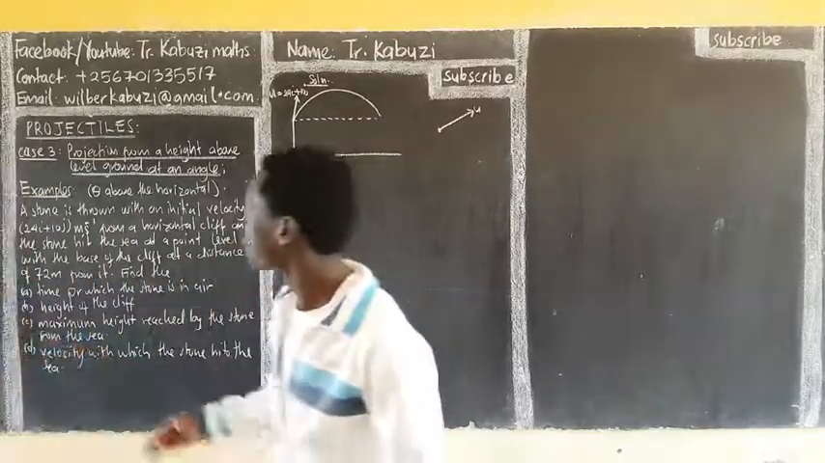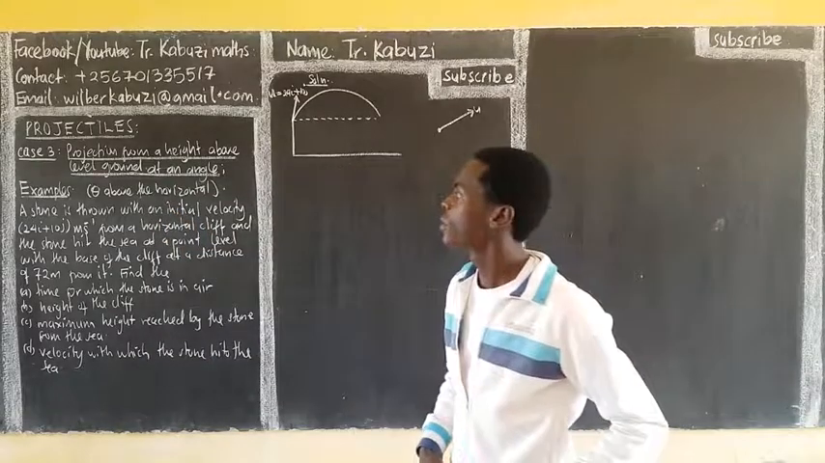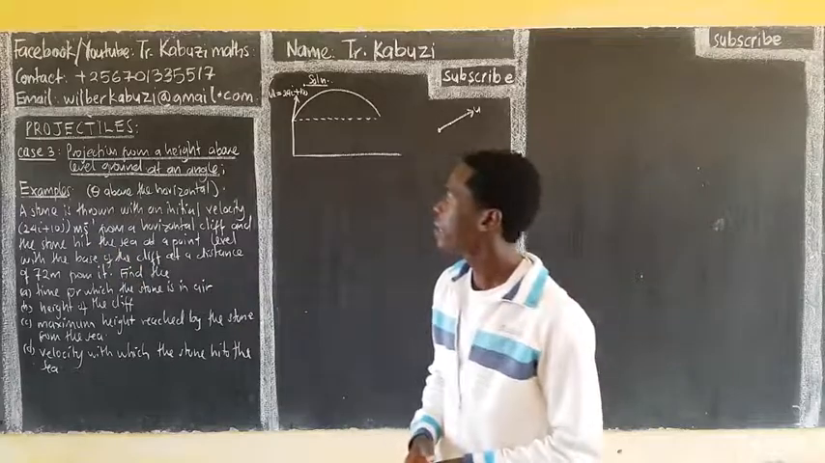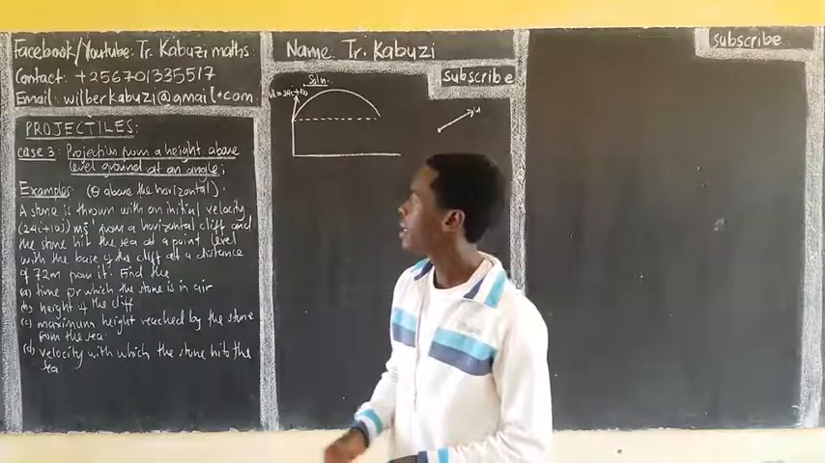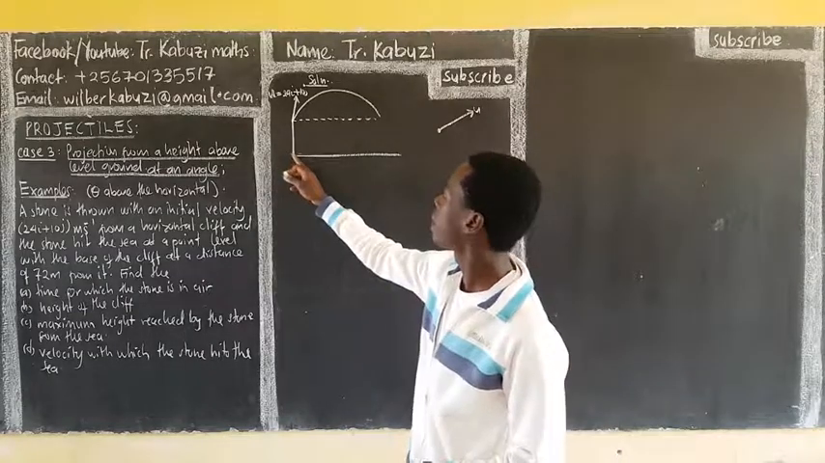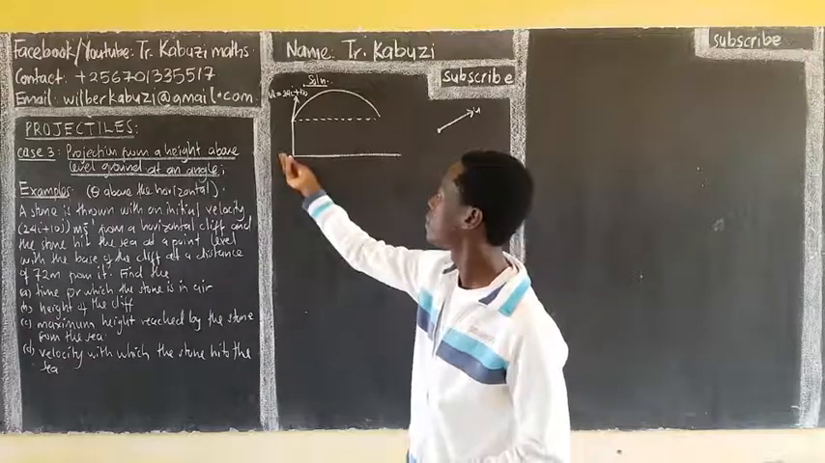Okay, so let us see now the expression when they are giving us. Still we are seeing theta above the horizontal. A stone is thrown at an initial speed from a horizontal cliff, and the stone hits the sea at a point level with the base of the cliff. So if this is our cliff, it's going to hit it there at a point level. This is the base of the cliff.